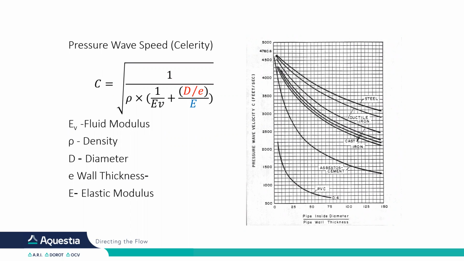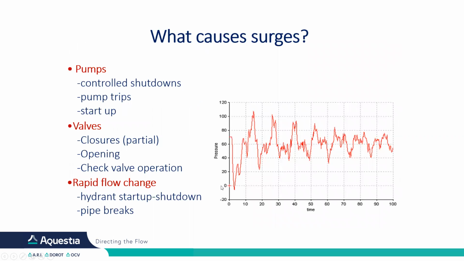And of course, it varies by different types of pipe material. As you can see, steel has the highest celerity, whereas PVC has the lowest celerity. What causes surges?